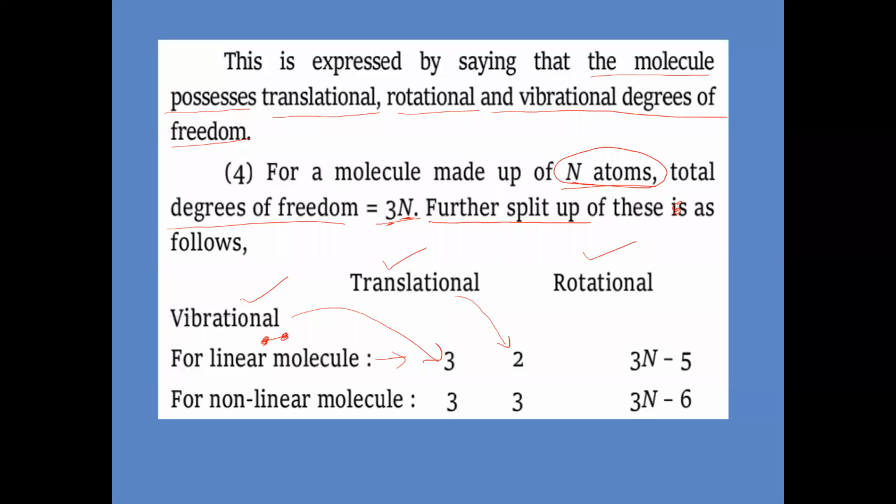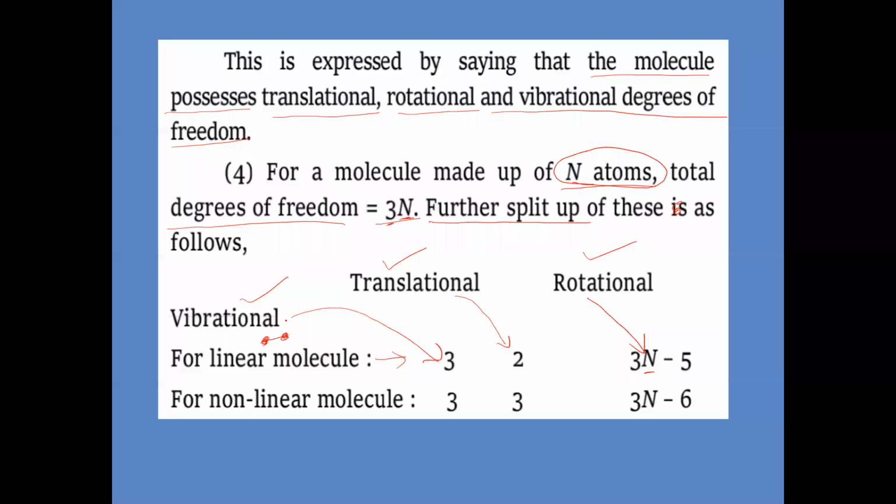Next, rotational degrees of freedom for the linear molecule. For the linear molecule, how many rotational degrees of freedom will there be? 3n minus 5. So 3 into n minus 5. What is n? The number of atoms in one molecule, the atomicity. So 3n minus 5 will be the number of rotational degrees of freedom for the linear molecule.